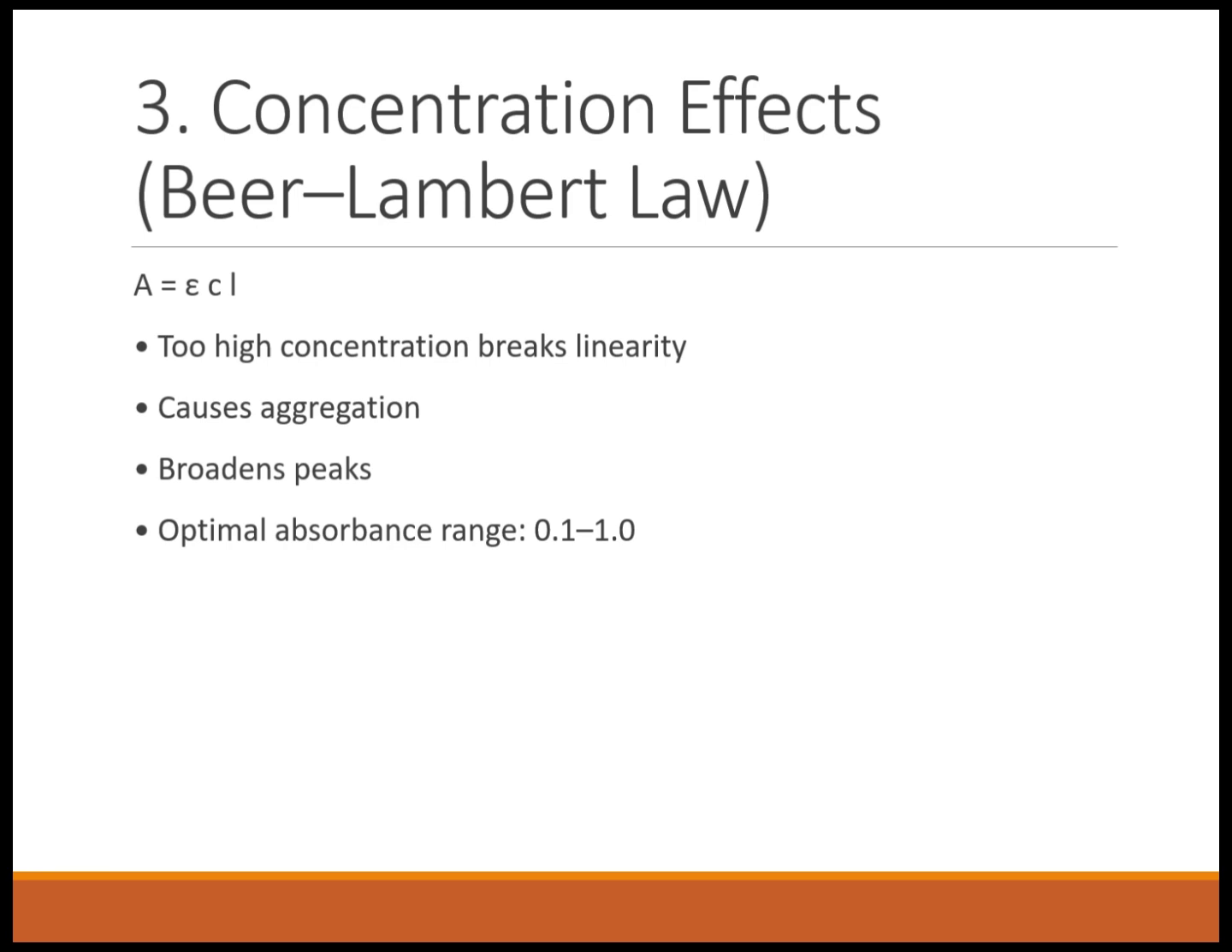Concentration effects. The Beer-Lambert law states that the absorbance is proportional to the concentration. However, this is truly only at low to moderate concentrations. If the concentration is much higher, molecules will interact, they can aggregate or scatter light, leading to deviation. The optimal absorbance range for accuracy is 0.1 to 1.